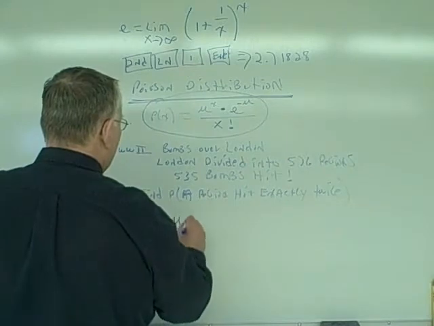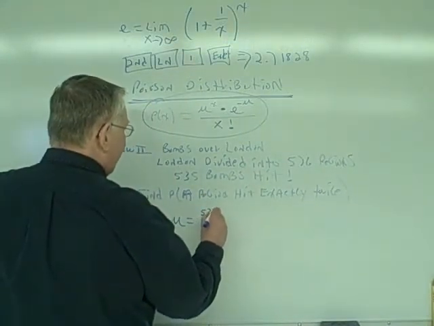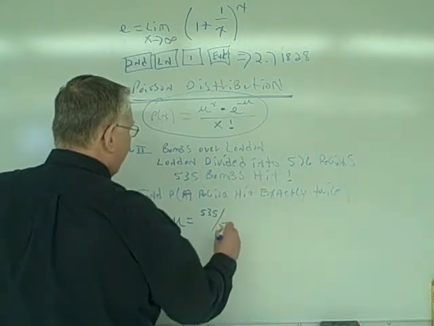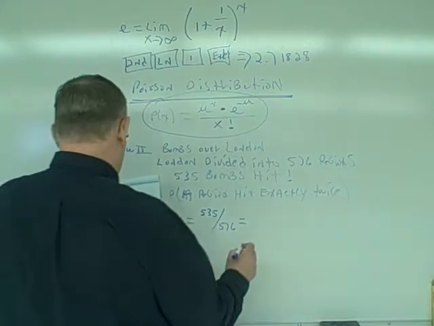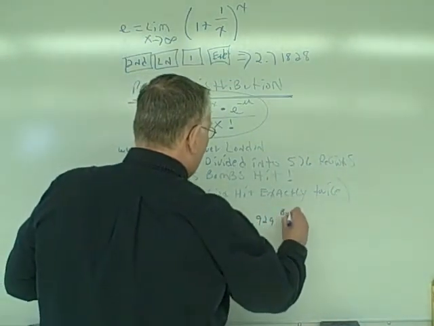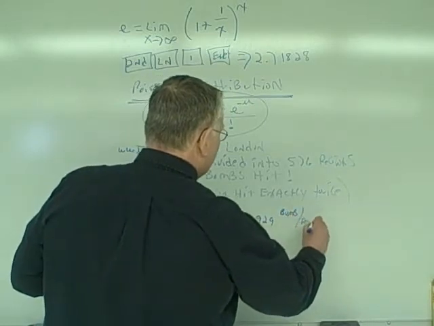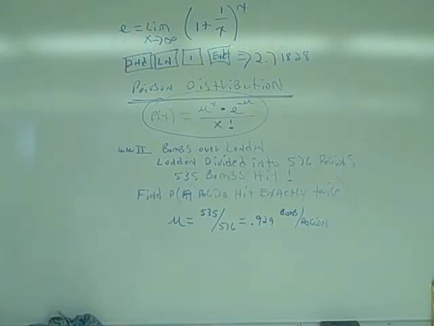The mean is going to be 535 bombs in 576 regions, or we get 0.929, and that would be bombs per region. See that our mean is a little different in meaning there. Mean here is 535 over 576, or 0.929 bombs per region.